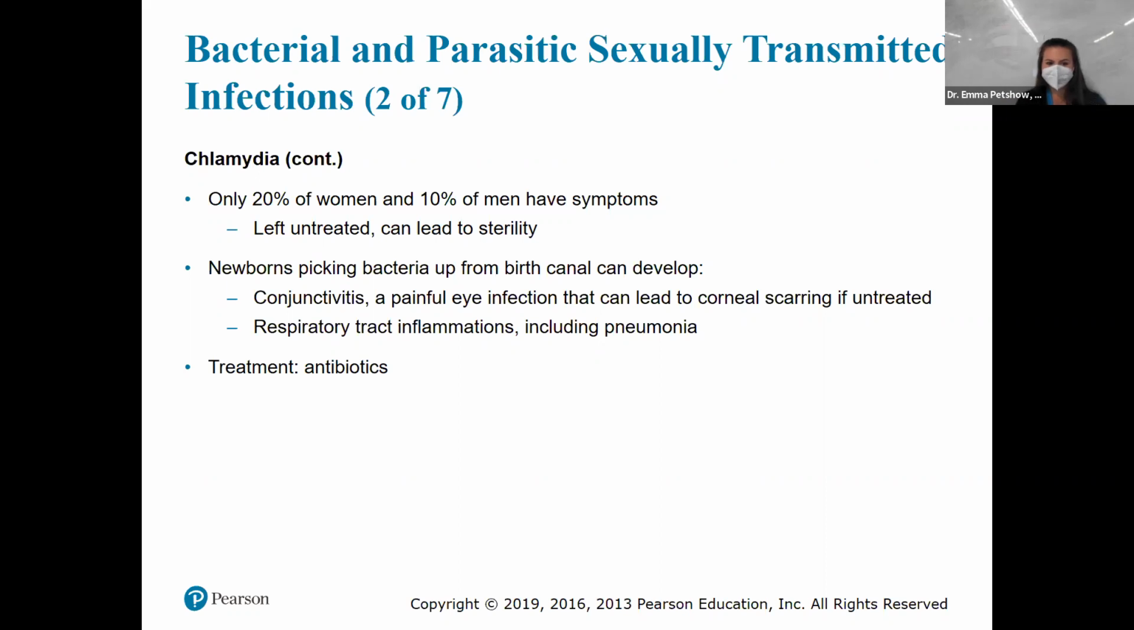Chlamydial infection, and this could be a lot of your STDs that pass through the birth canal in newborns, but specifically chlamydia is one that really affects the corneal region and can lead to scarring and blindness. So it's just a good complication to put away.